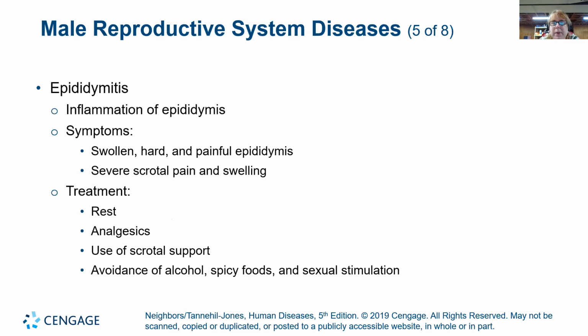Epididymitis is inflammation of the epididymis. It will look swollen, hard, it will be very painful. Usually there's severe scrotal pain and swelling. So treatment is rest and analgesics. They can use a scrotal sac support, and they try to calm the area down and cool it off by not using alcohol, spicy foods, or having sex.